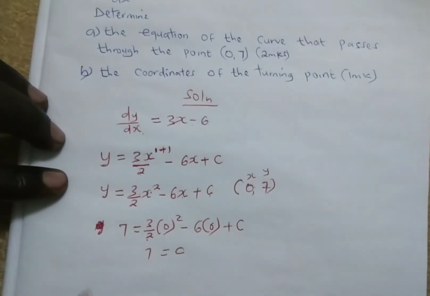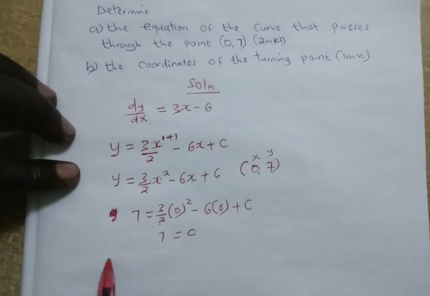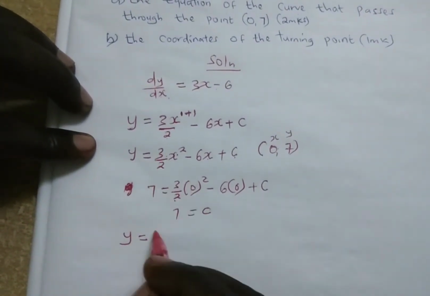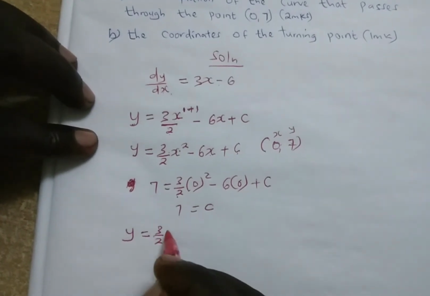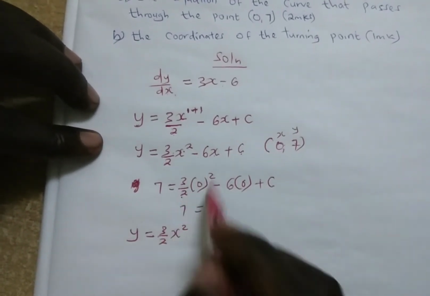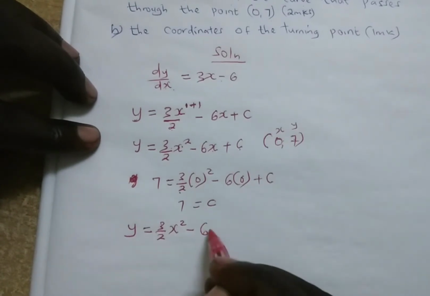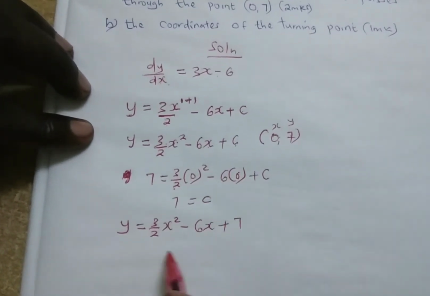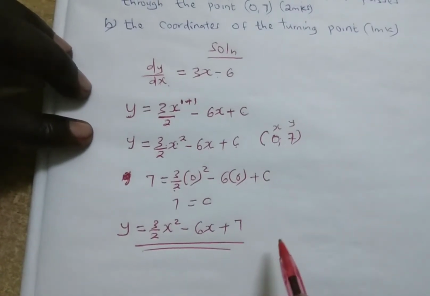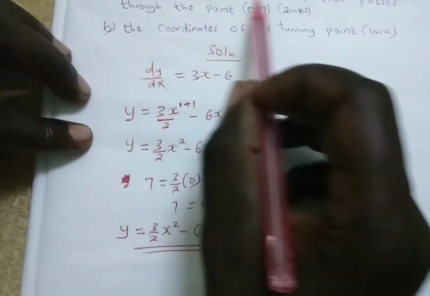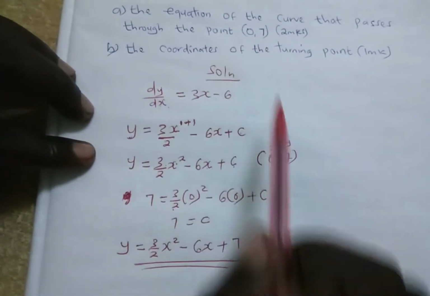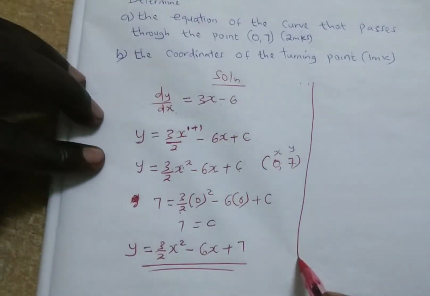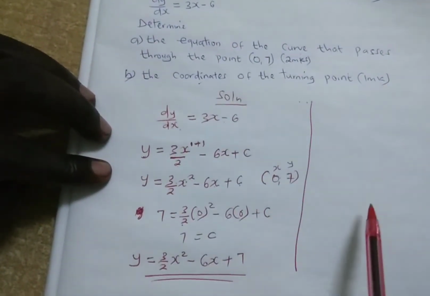Once we have the value of c, we come and write now the specific equation, which is y is equal to 3 over 2 x squared, then minus 6x plus c, and our c is 7. And by so doing, now you have the equation of the curve that passes through that particular point. The next thing we are supposed to do is to get the coordinates of the turning point.